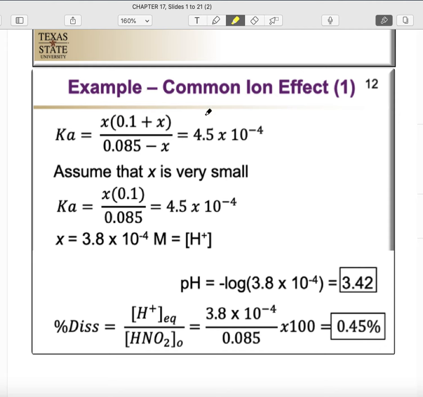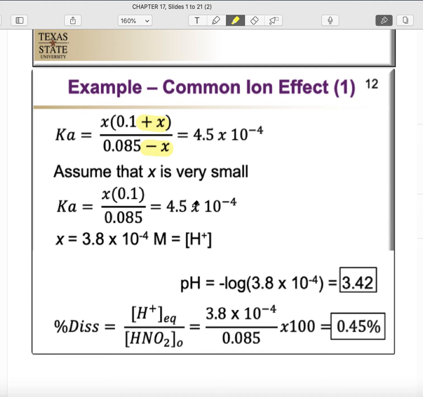We are then going to assume that X is very small because the Ka is quite small as well. And again, what that means is that we're going to be basically neglecting the effect of any X that is being added or subtracted from a starting concentration. In this case, we can make that assumption for both of these X's. And so that simplifies our math to now be just X times 0.1 divided by 0.085, which is equal to 4.5 times 10 to the negative 4.